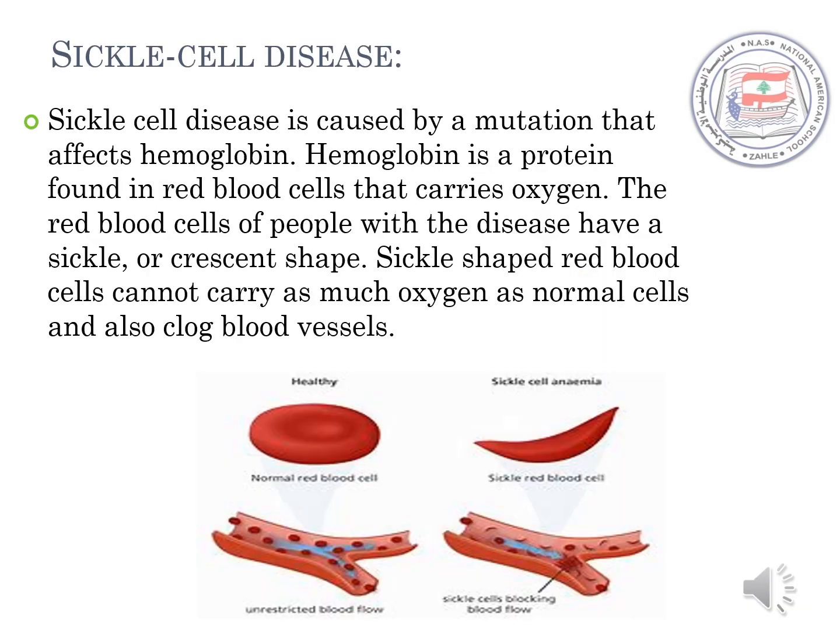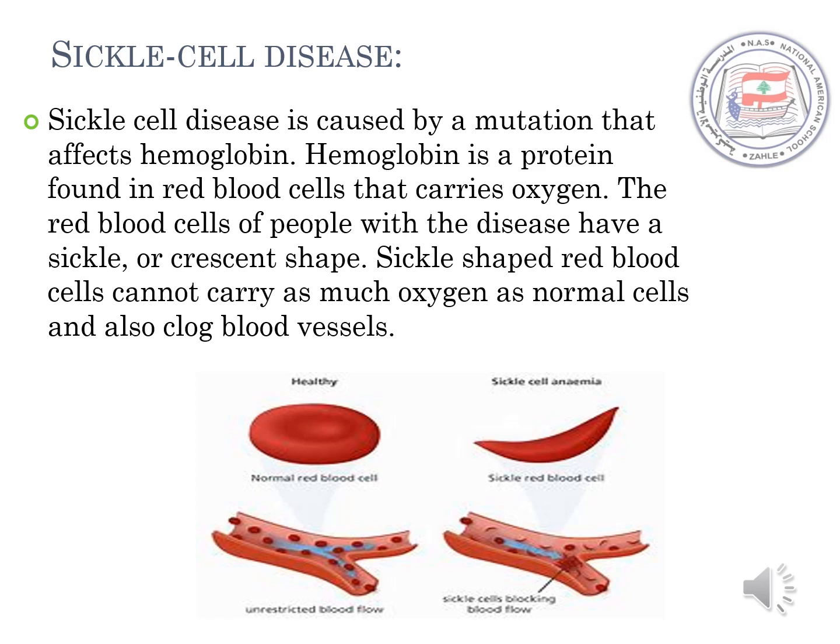Another type of genetic disorder is called sickle cell disease. This disease is caused by a mutation that affects hemoglobin. To keep in mind, hemoglobin is a protein found in red blood cells that carries oxygen. The red blood cells of people with the disease have a sickle or crescent shape. Sickle-shaped red blood cells cannot carry as much oxygen as normal cells and also clog blood vessels.